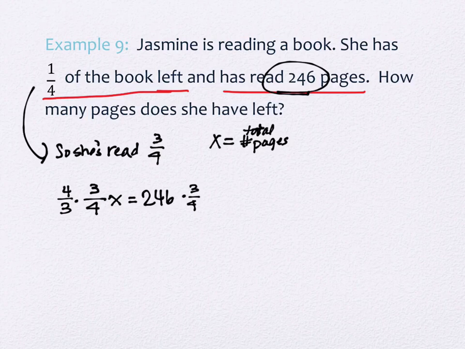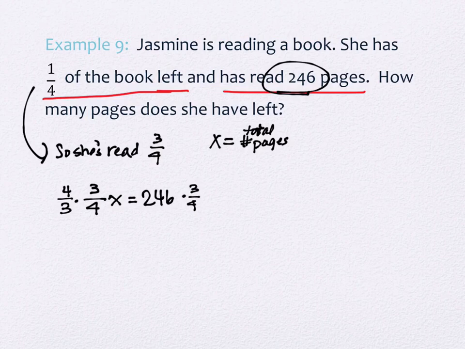Let's use an easy number. Let's say that there were 100 pages. If I multiplied 100 by 3/4, I'd get 75. So if you multiply the fraction that she's read by the total number of pages, you'll find the number she's read, as opposed to the total number in the book. Right now, we don't know the number in the book at all. We only know how many pages she's read.